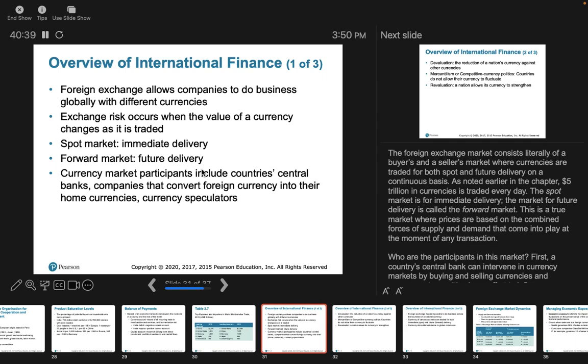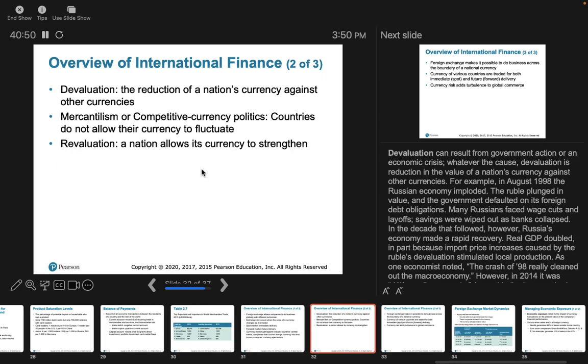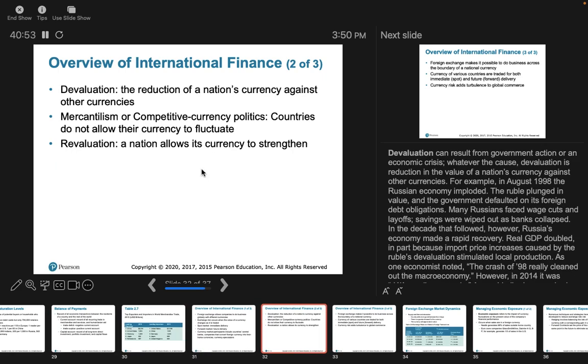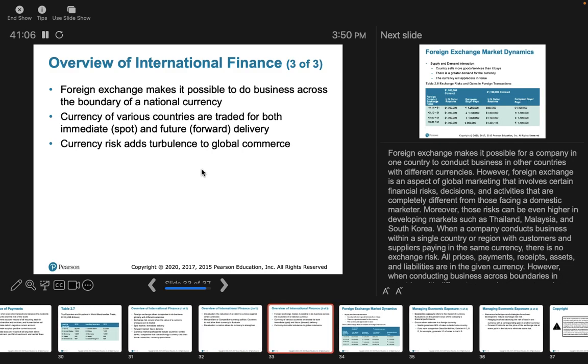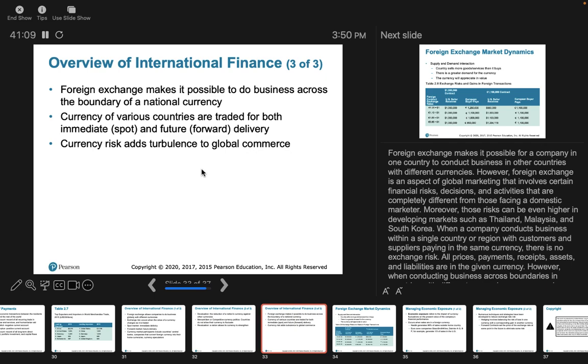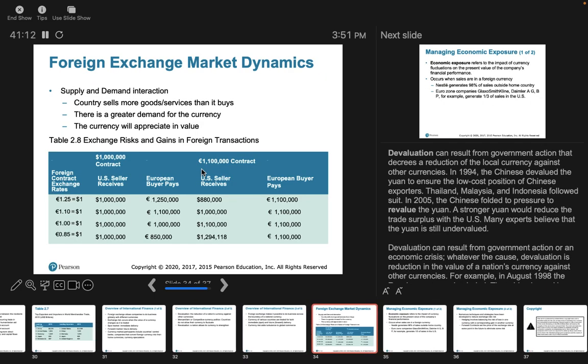Then we have currency market. Participants include countries, central banks, and companies that convert foreign currency into their home currency, and currency speculators. In international finance, we also have what they call devaluation, mercantilism or competitive currency policies, and we also have revaluation. Now, what are the foreign exchange market dynamics?